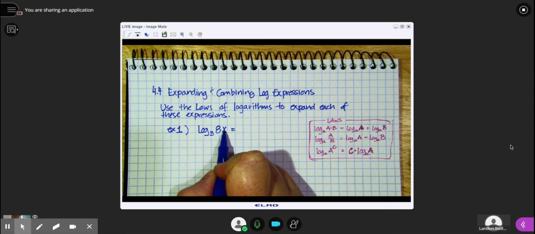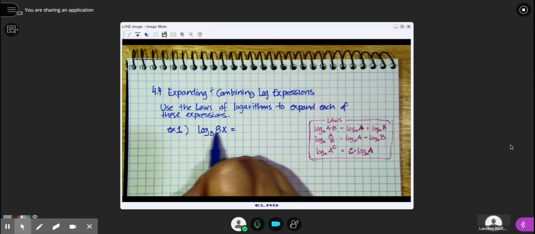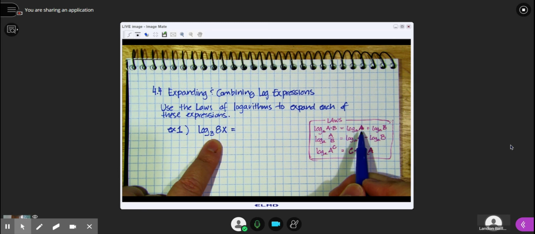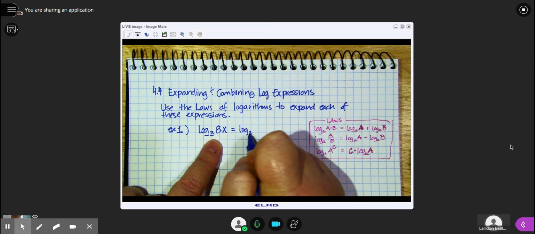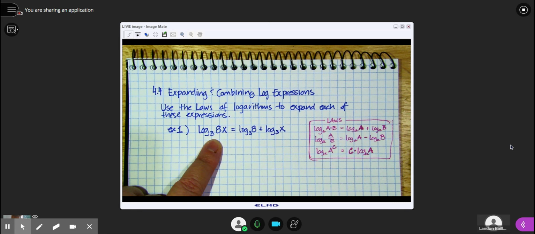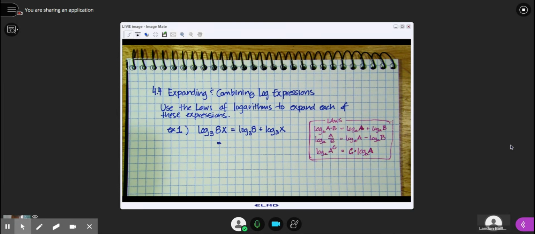Now 8x is 8 times x. Since I have a log base 3 of 8 times x, I can split this using the first law. Log base 3 of 8 plus log base 3 of x. I would point out that we're not doing this for a specific reason. We're doing it to practice a skill. All right? So there's not any other goal other than to expand this as much as we possibly can.